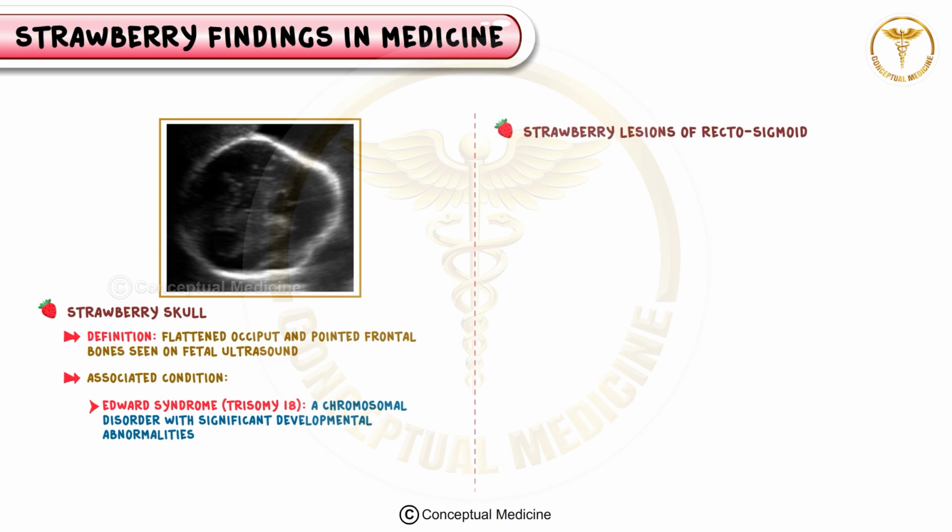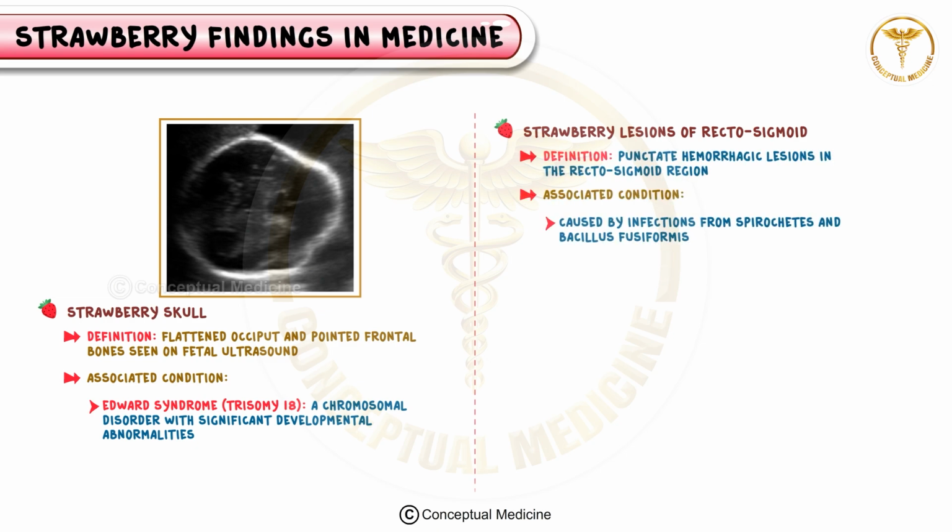Strawberry lesions in the rectosigmoid region refer to punctate hemorrhagic lesions, typically caused by infections with spirochetes and Bacillus fusiformis. Patients with these lesions may present with abdominal pain, diarrhea, and occasionally rectal bleeding.